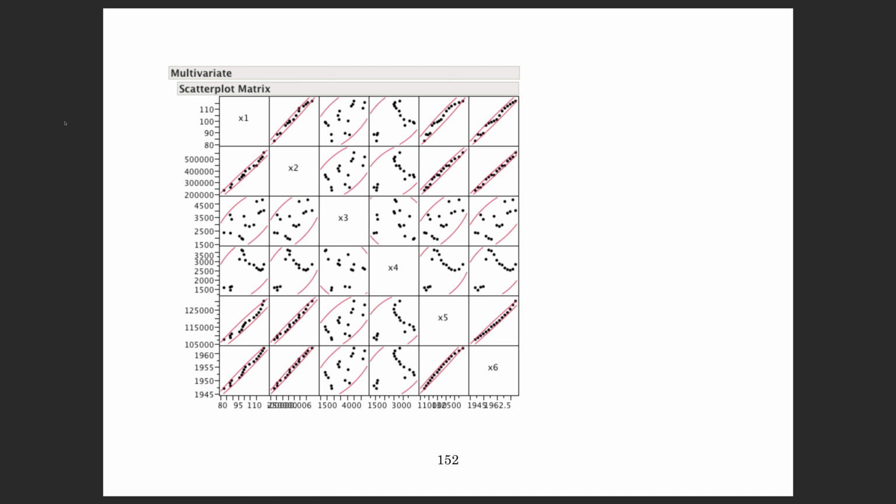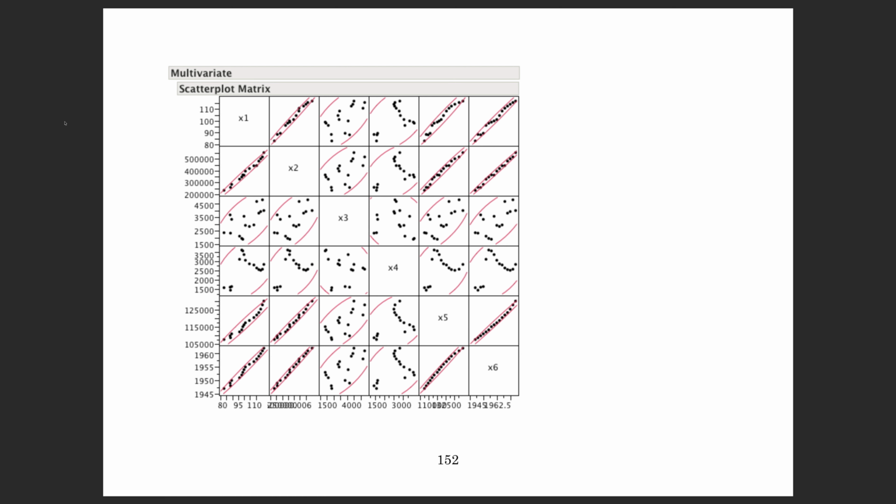x2 and x5, highly correlated. x2 and x6, highly correlated. x5 and x6, highly correlated. So the four variables that we thought were very useful to start with are all on a pairwise basis highly correlated. So 1, 2, 5, and 6.